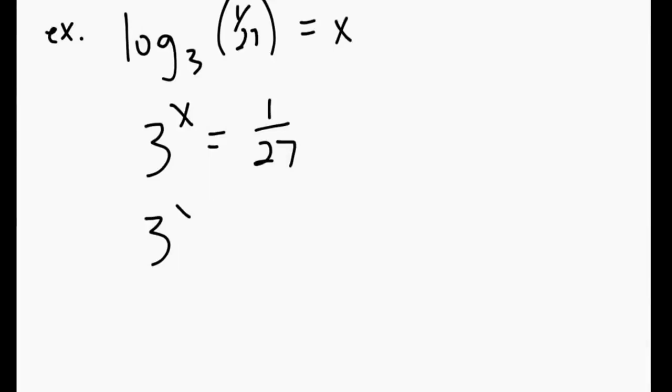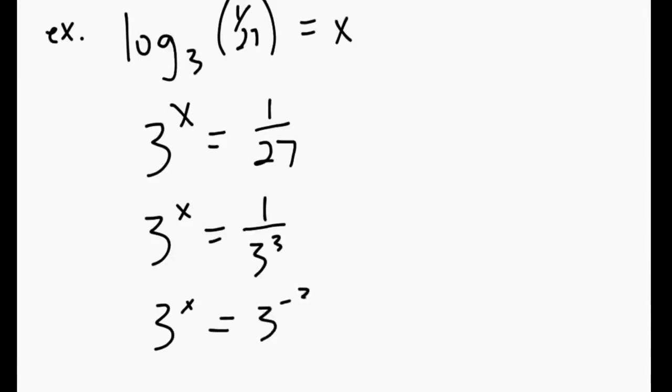So I'm going to make it 3 to the x equals 1 over 27, which is the same thing as 1 over 3 to the power of 3. 3 times 3 is 9, times 3 again is 27. And remember the rule that if it's a fraction, you can write that as 3 to the negative 3. So from that we know that x has to equal negative 3. And we're done.